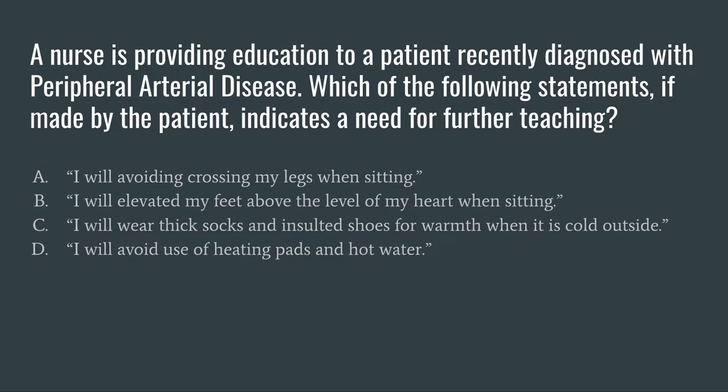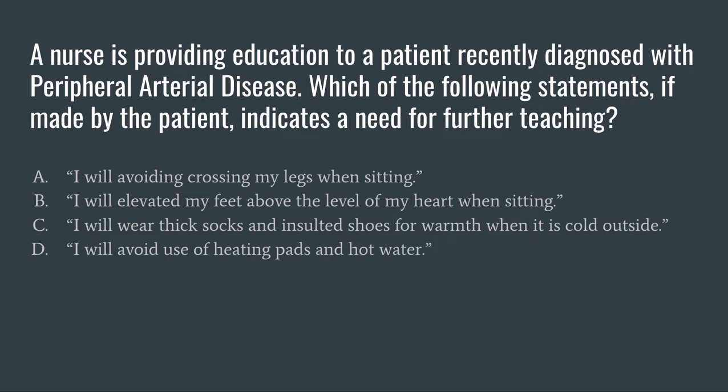So our keyword here is peripheral arterial disease. Whenever we go to review our answer options, we're going to look for the wrong answer or an incorrect statement, because remember, we're looking for a statement that indicates a need for further teaching. So as always, before we move on to the answer options, what do we know about peripheral arterial disease? Now, peripheral arterial disease is very broad, but just brainstorming, what do we know about it?